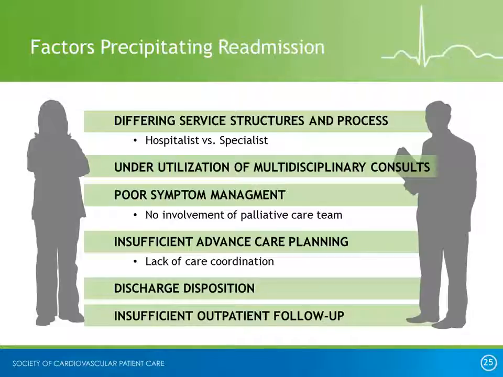Poor symptom management was also associated with high risk for readmission, no involvement of the palliative care team or pain management systems, insufficient advanced care planning or lack of care coordination, discharge disposition. Those patients that actually went home with no home health care or did not go to an extended care facility were at a higher risk for readmission, and insufficient outpatient follow-up, whether that be that patient follow-up isn't planned or that patients do not attend the appointment due to access to care or social factors.